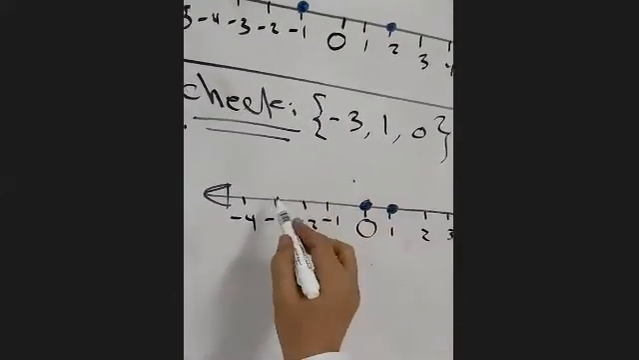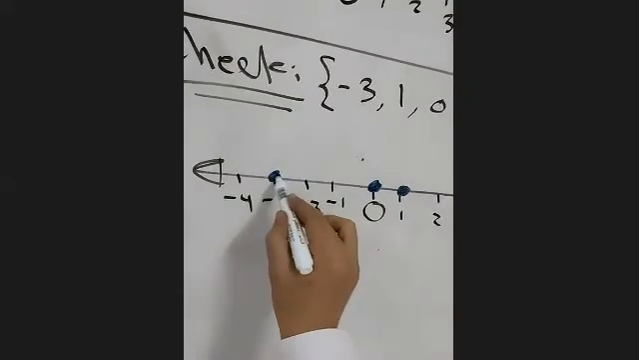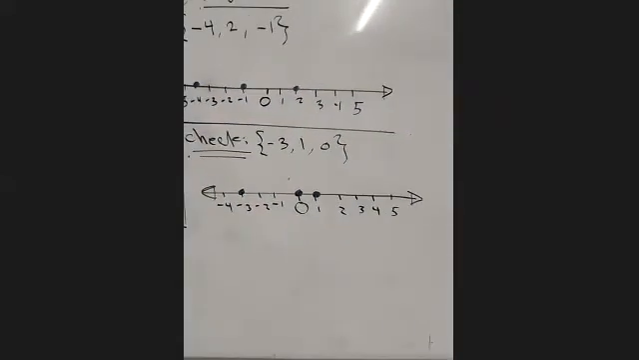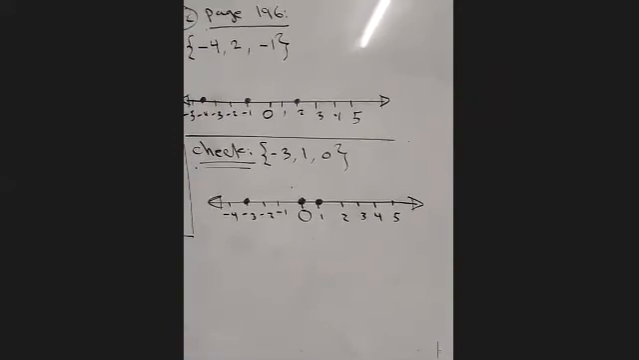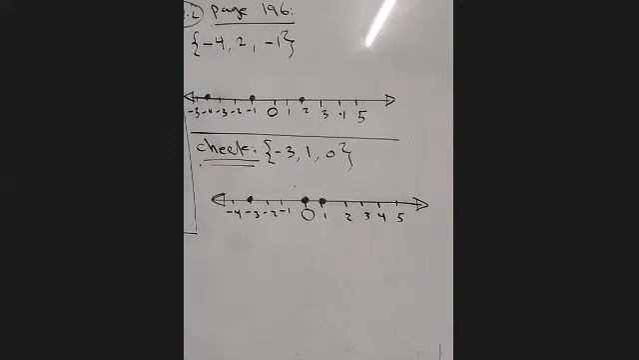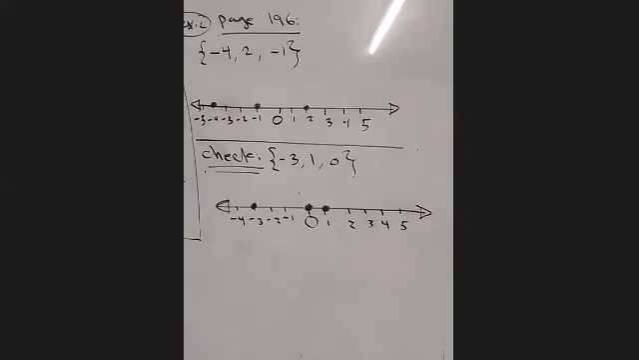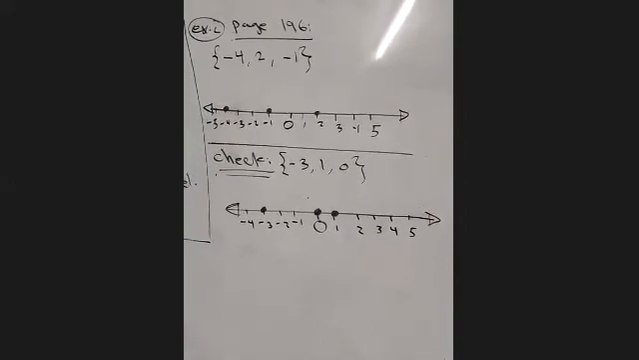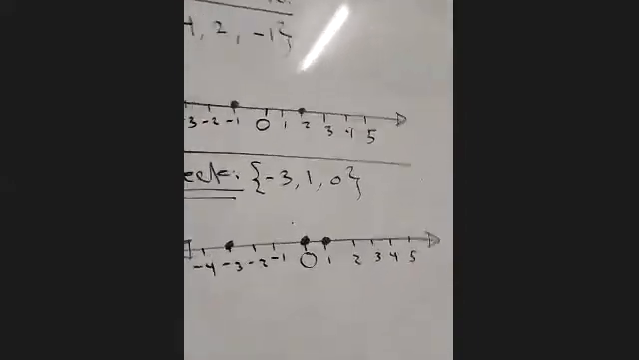-3, I will make on -3. This is the way how to represent given integers on number line. Okay, guys? I will give you another example about this idea.